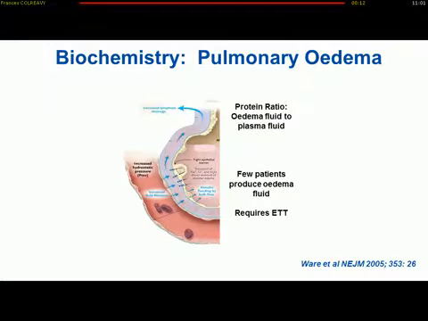Going back to the original microvascular level, the authors of that study, Michael Matthay's group in San Francisco, looked at the edema fluid itself that is produced.